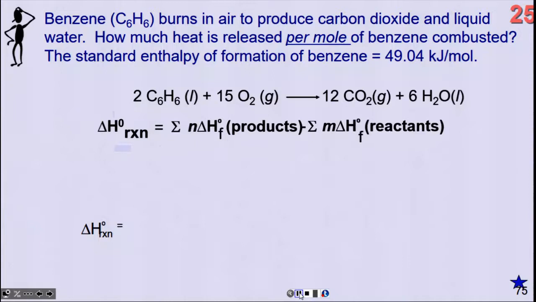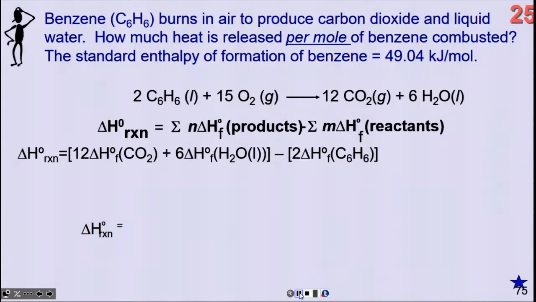Okay, what next? The heat of reaction is going to be the sum of the heats of formation of the products, subtract from that the heats of formation of the reactants. Wow, be careful. So the products would be the CO2 and water. We have to multiply them by their stoichiometric coefficients, put 6 on the water and 12 on CO2. Subtract from that the heats of formation of the reactants. So it's benzene, and there's 2 of them, so make sure we put the 2 in or we'll make mistakes.